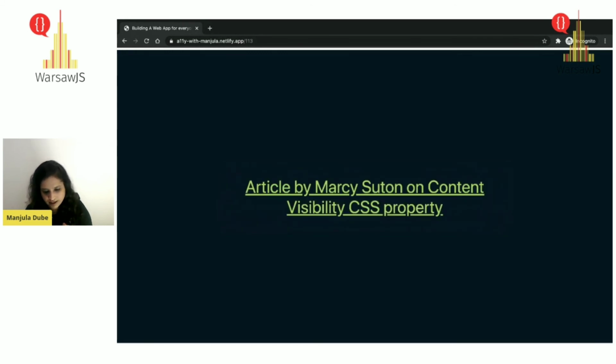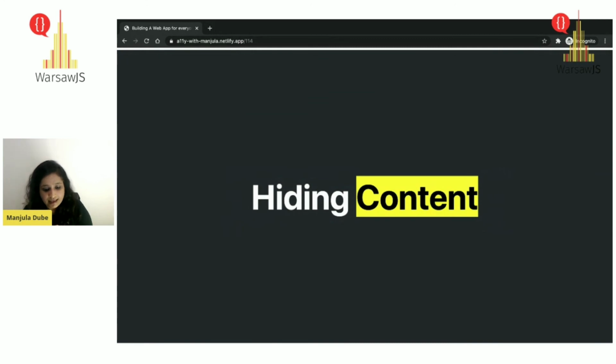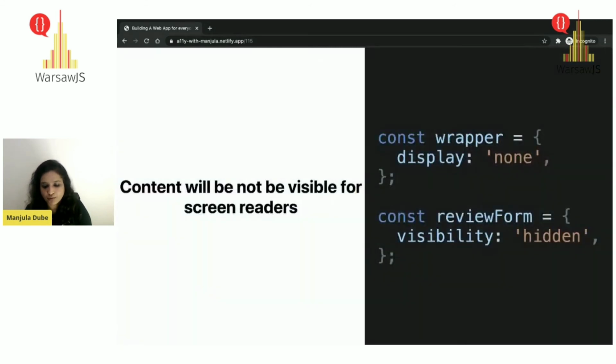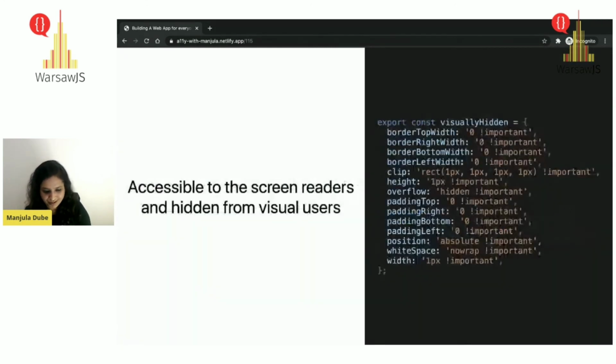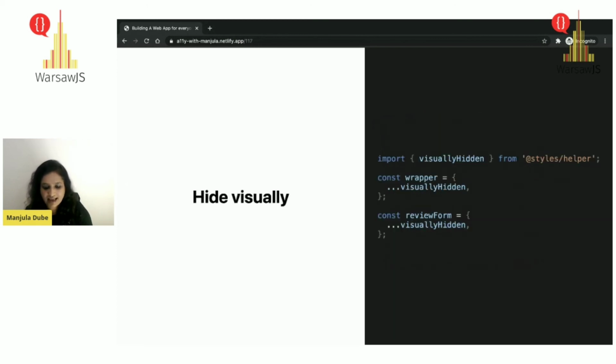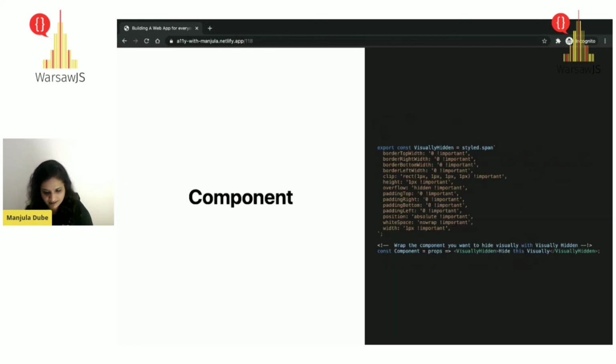So this is one of the articles by Marcy Sutton. You should really read it. Hiding content: don't do it. Just don't do it. Instead, what you should do is have some sort of CSS which throws your element off the screen and still keeps it accessible to screen readers.